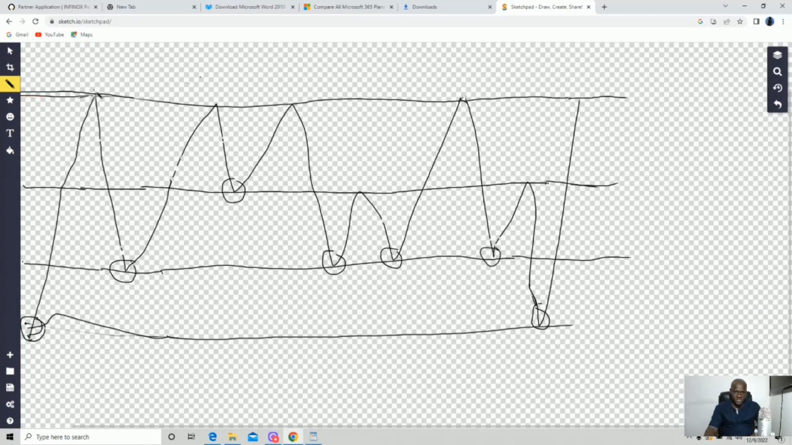These are the upside. This is a resistance, this is a resistance, this is a resistance, this is a resistance, this is a resistance, this is a support, this is the support. I just want to keep drawing.